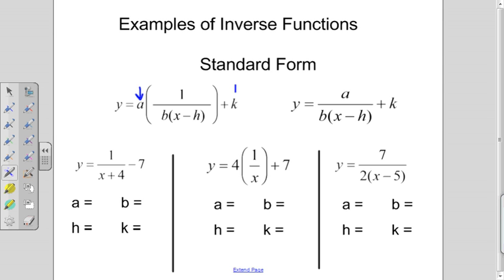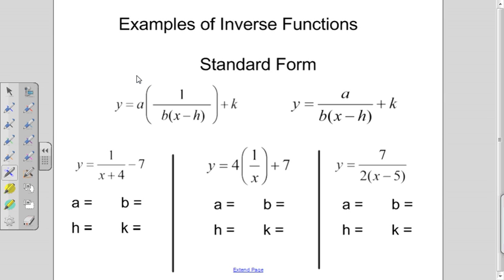A and K affect the output of the parent function. B and H affect the input of the parent function. A and B are multipliers, and you think of them multiplicatively. H and K are additive in nature, could be add and negative, so there would be add or subtract. Okay, when you do the transformations, follow the order of operations: apply A and B first, H and K second. Because A and B are multiplicative, they should go before H and K, which are additive.